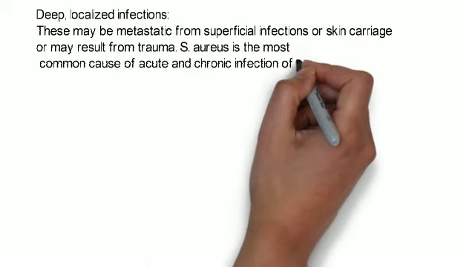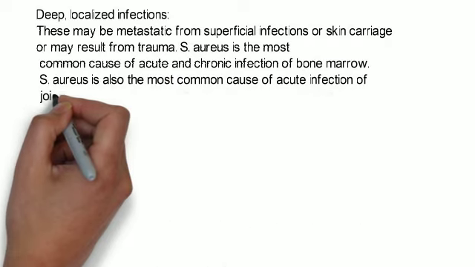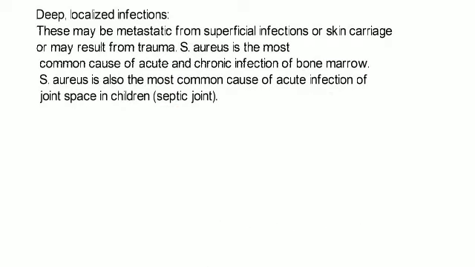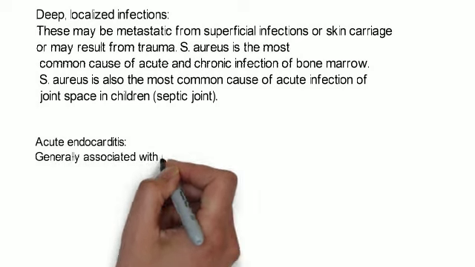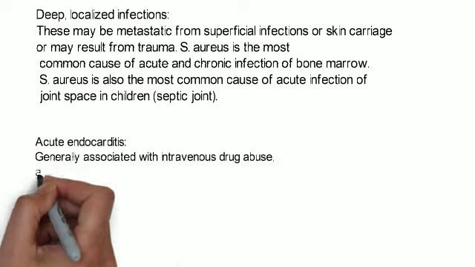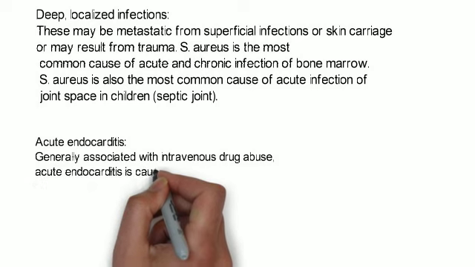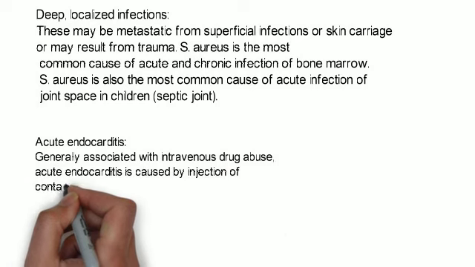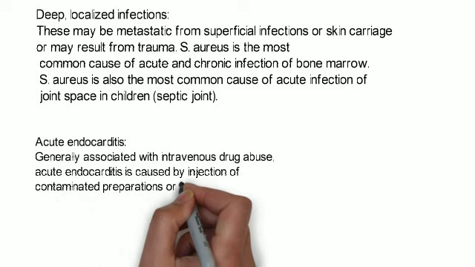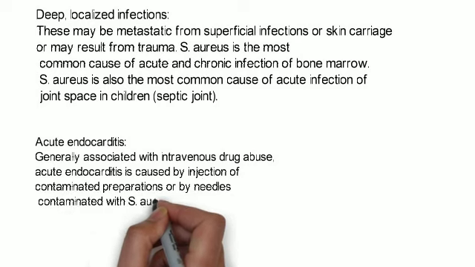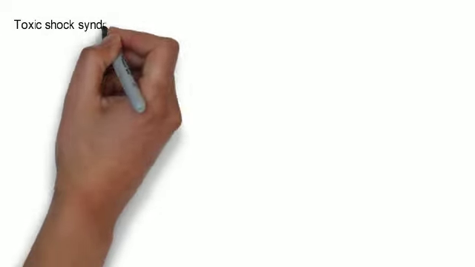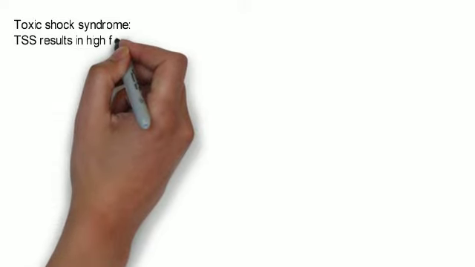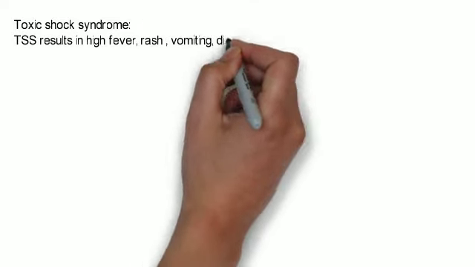Deep, localized infections. These may be metastatic from superficial infections or skin carriage or may result from trauma. S. aureus is the most common cause of acute and chronic infection of bone marrow. S. aureus is also the most common cause of acute infection of joint space in children, septic joint. Acute endocarditis is generally associated with intravenous drug abuse. It is caused by injection of contaminated preparations or by needles contaminated with S. aureus. Progression to septicemia is often a terminal event.